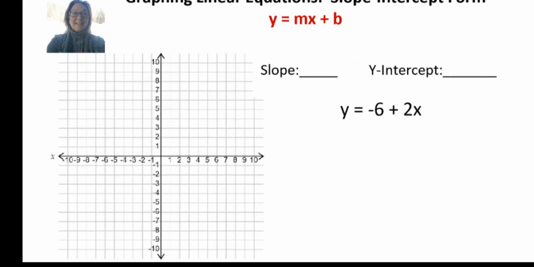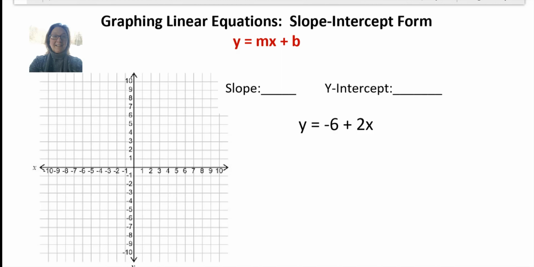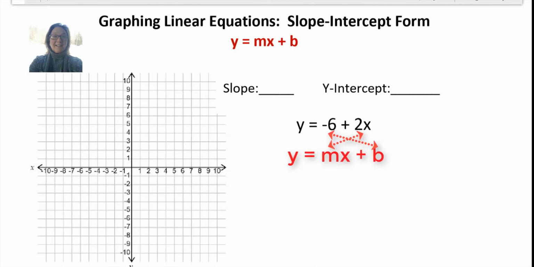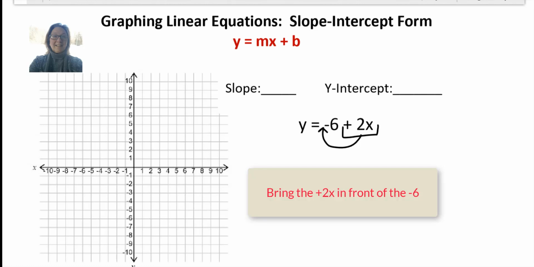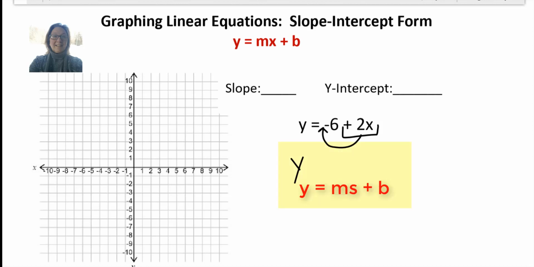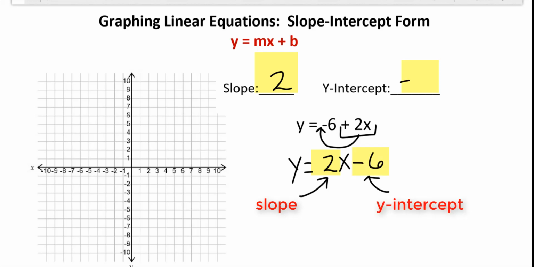Our first equation is y equals -6 plus 2x. This is a fairly straightforward equation, and you can see that it is almost in the slope-intercept format. All we need to do is flip the -6 and 2x. You can see that it is now in the correct slope-intercept form. We can quickly locate the slope, which is 2, and the y-intercept, which is -6.